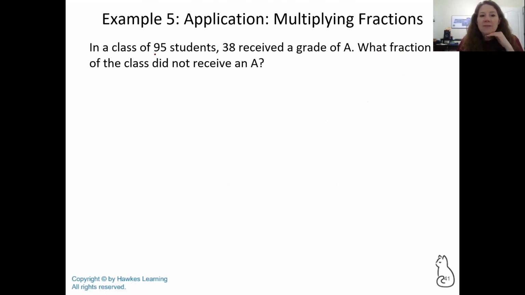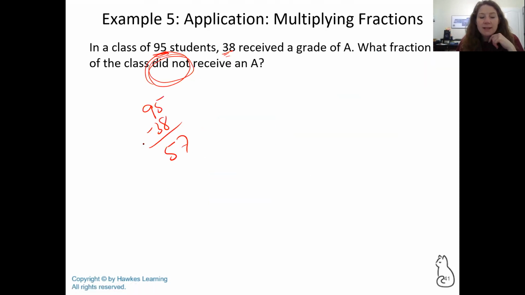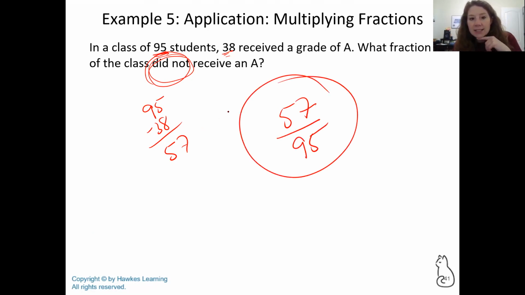All right. In a class of 95 students, that's my whole class, 38 received an A. What fraction of the class did not receive an A? Well, the first thing I'm going to do is subtract 38 from 95. And I get 95 minus 38 is 57. So that means, if 38 got an A, that means 57 out of the total did not receive an A.